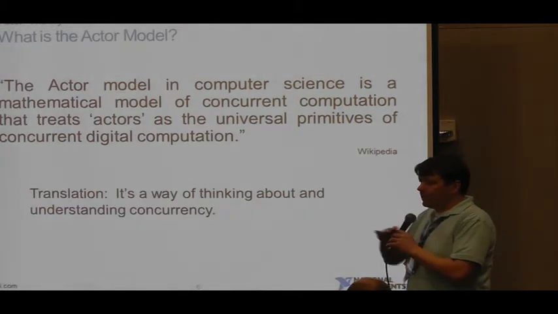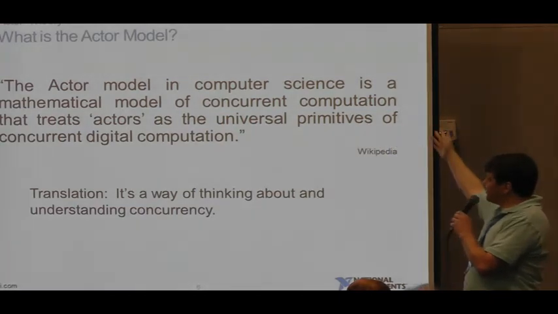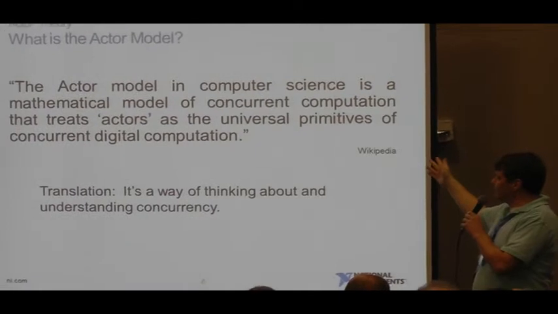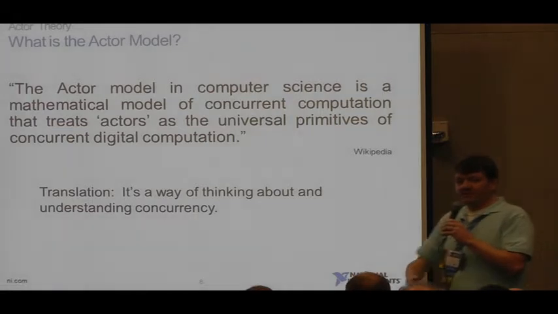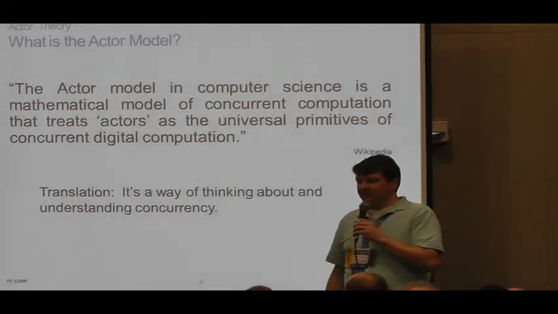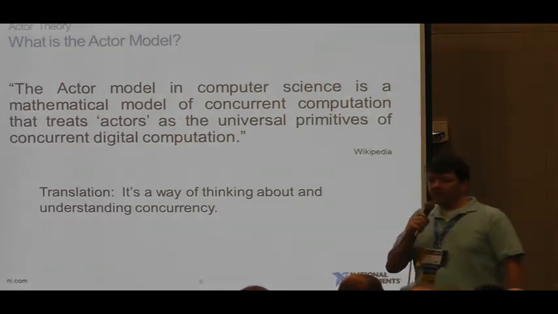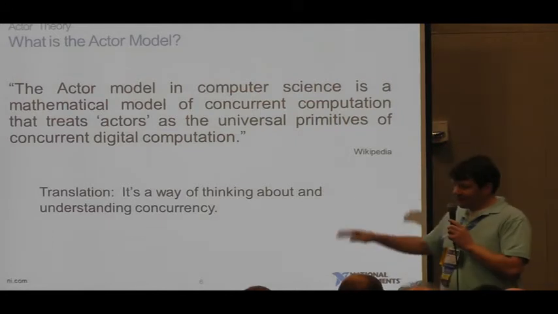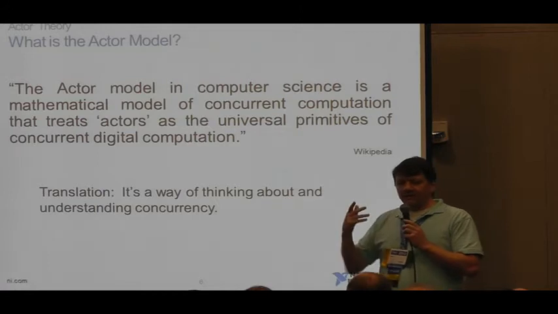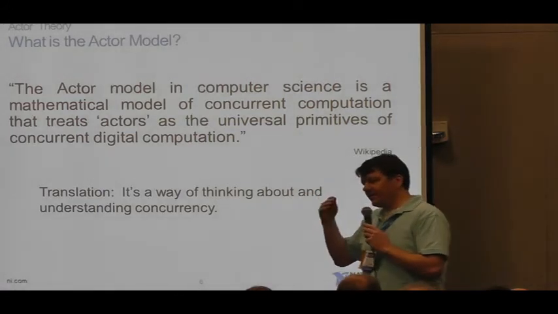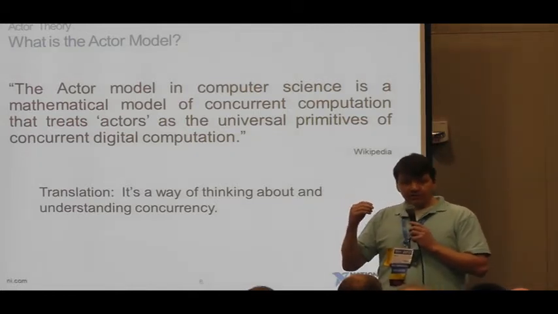All right, what is the actor model? Wikipedia has a great definition of the actor model. It says the actor model in computer science is a mathematical model of concurrent computation that treats actors as the universal primitives of concurrent digital computation. And that is a fabulous definition if you know what the actor model is already. If you don't know what it is, you probably still don't know what it is. So, the translation is that the actor model is a way to think about concurrent programming. It's a way to think about it that helps you understand the difficulties and the issues that you have to deal with when you're doing concurrent programming.